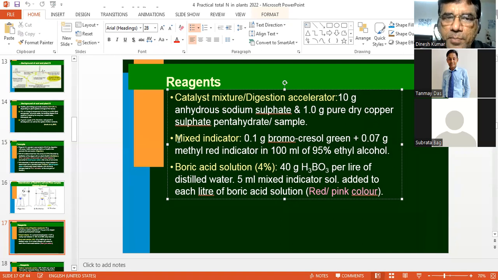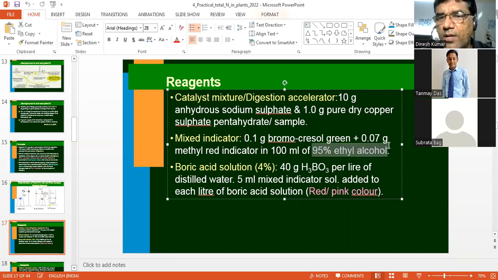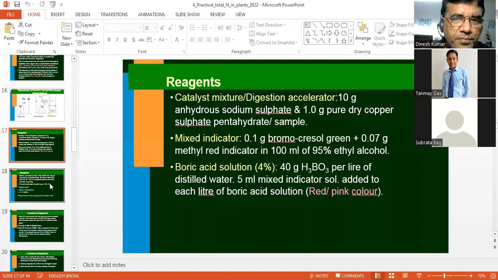Then the mixed indicator, how to prepare it? It is prepared by having 0.1 gram bromocresol green plus 0.07 gram methyl red indicator in 100 ml of 95% ethyl alcohol, ethanol. Then the boric acid solution. It is 4%, that is 40 grams boric acid per liter of distilled water. You can mix, and then 5 ml of mixed indicator solution is added to each liter of boric acid solution. This is how boric acid solution can be prepared.